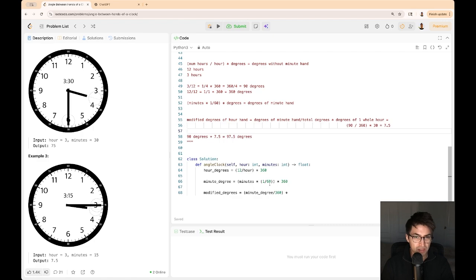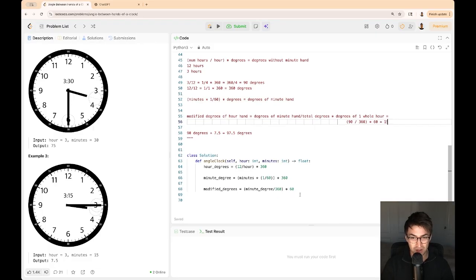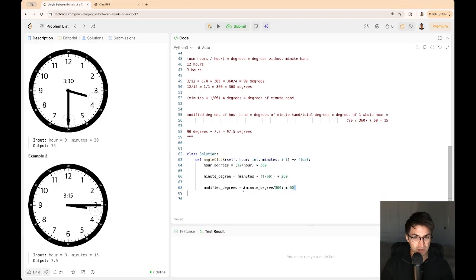Fifteen divided by 60 is 1/4. The minutes degree is 90. And then 90 divided by 360 is 1/4. So 1/4 of a whole hour would be 15. Okay, so that's 15 degrees. But I don't know why I put 7.5. Well, I know why, because I put 30. So that'd be 15. I probably saw the 7.5 here and just made a mistake. Like I wanted it to be 30. Okay, so that's 15 degrees.